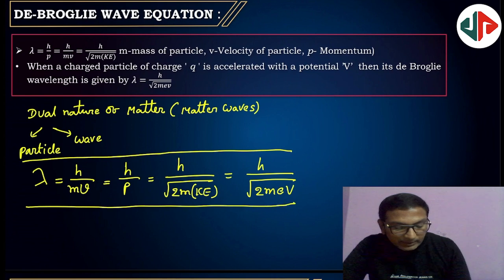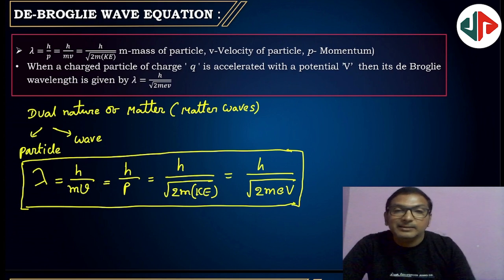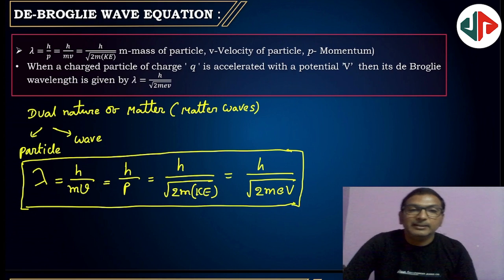Important topic for competitive exams. We'll get direct questions from this topic. Here lambda is wavelength of any material particle. H is Planck's constant, value 6.625 into 10 power minus 34 joule into second. M is mass of material particle. V is velocity of material particle. mv is linear momentum, P equal to mv. In place of mv, we can write P.